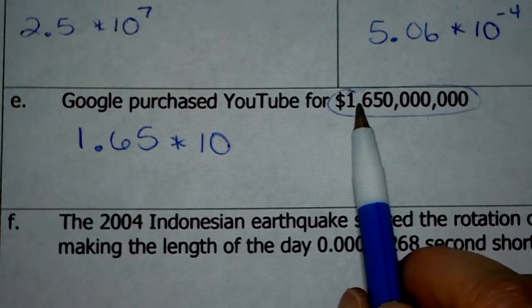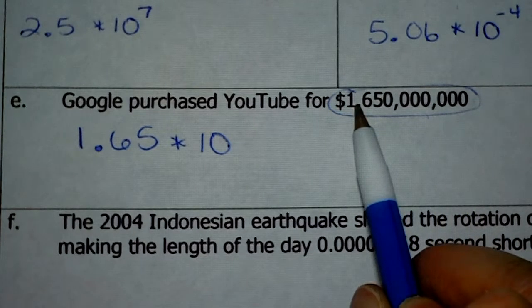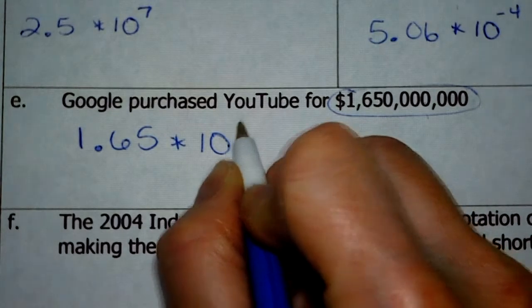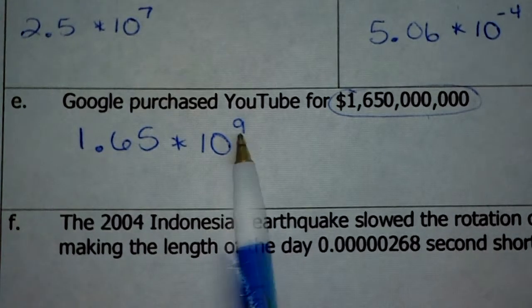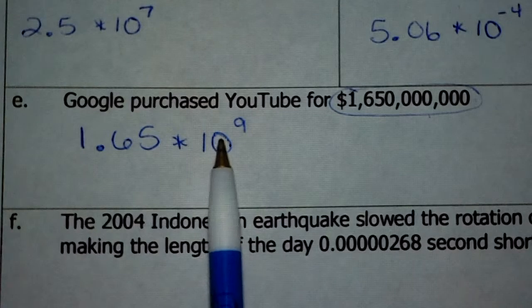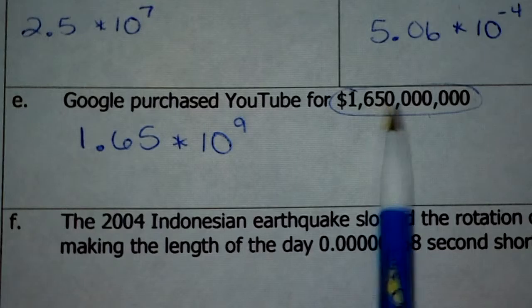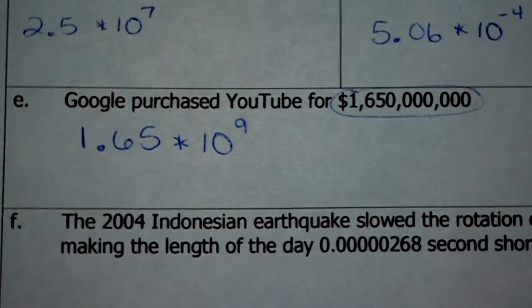In order to get my decimal point here, you had to move 3, 6, 9 places to the left. Movement left, when you're writing numbers in scientific notation, requires a positive value. And again, to check it out, to make sure that it's not negative 9, if you took 1.65 times 10 to the 9th power, you would have to move that decimal point 1, 2, 3, 4, 5, 6, 7, 8, 9 places to the right to get back where you started. So we know that that exponent is correct.